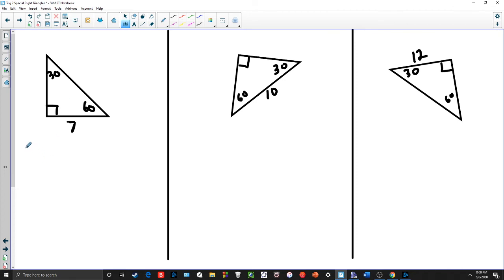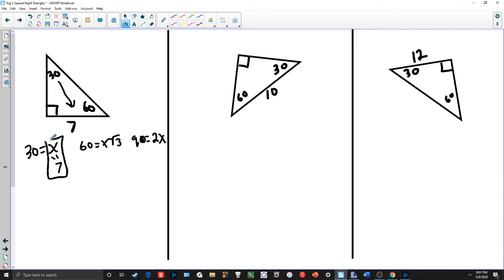Let me write out my ratio here. So 30 is x, 60 is x root 3, and 90 is 2x. So 30, 60, and 90. Let's go ahead and figure out how these are going to work here. So across the 30 is 7. So I know that x is equal to 7, because across the 30-degree side is the x side, the smallest side. And I know that that side's labeled as 7, so x is equal to 7.